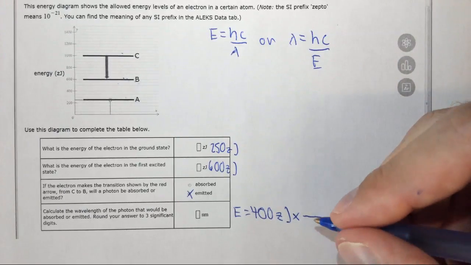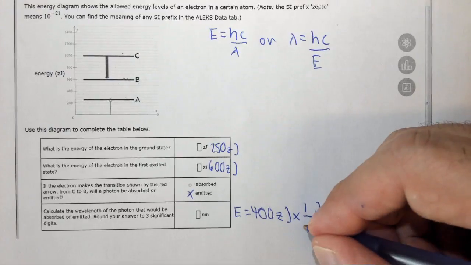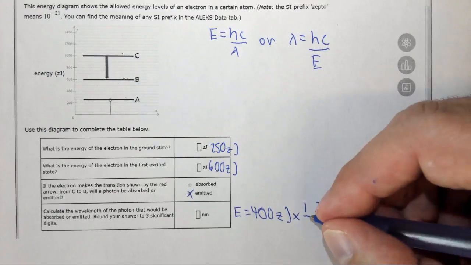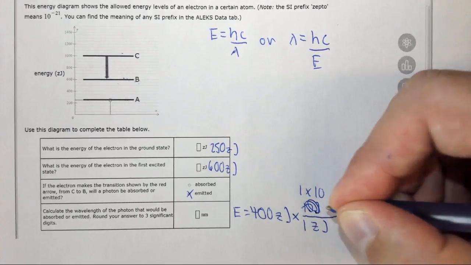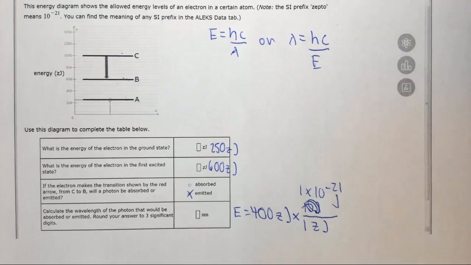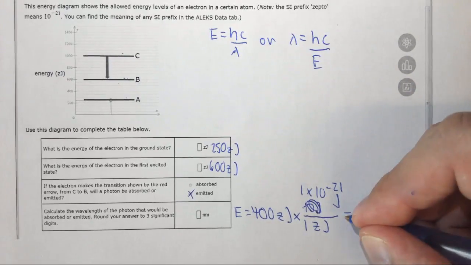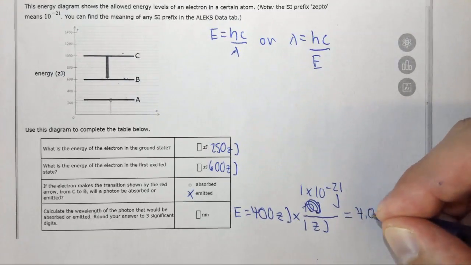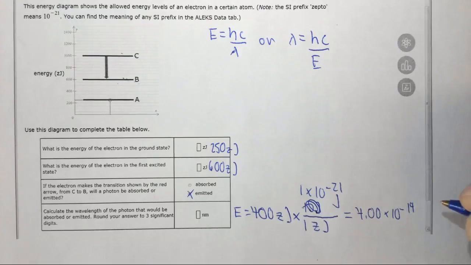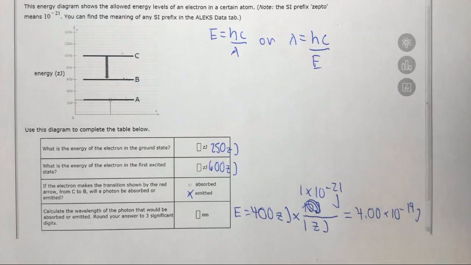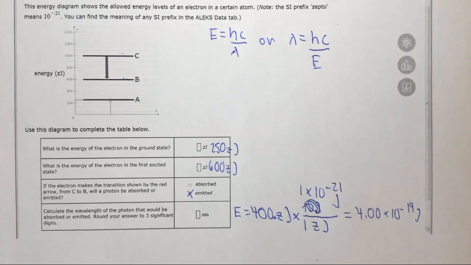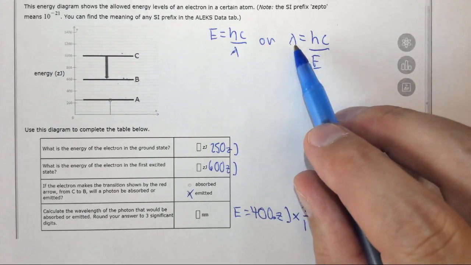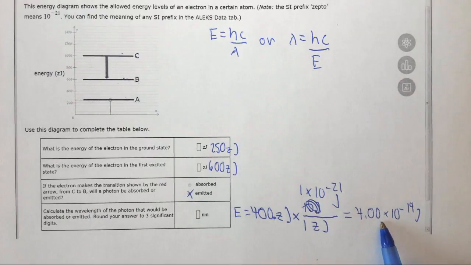Well, one zeptojoule is 1 times 10 to the minus 21 joules. So multiply by the top, divide by the bottom, and we find that there are 4 times 10 to the minus 19 joules. The sig figs are a little bit arguable here, but I would say that these are 0 decimal places, so I would say this 400 is more like that, so it's 3 sig figs.